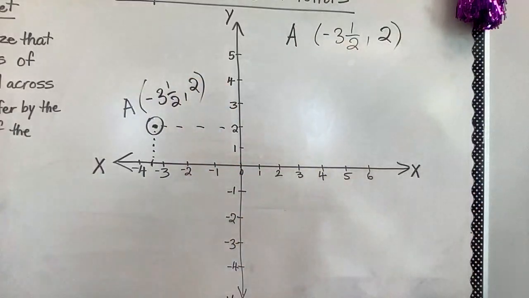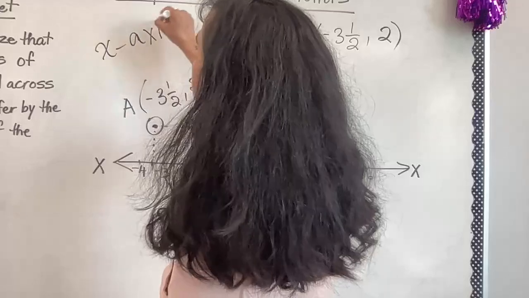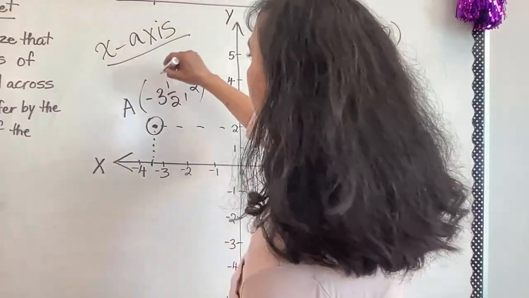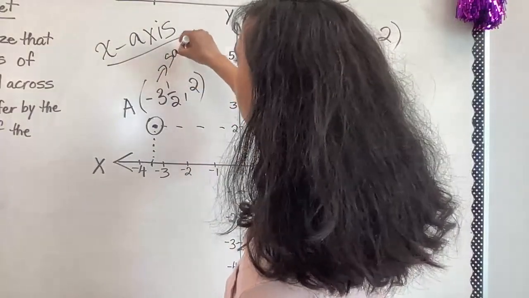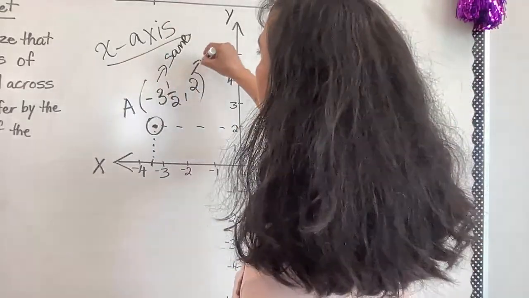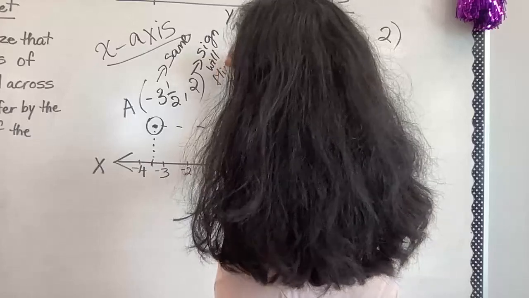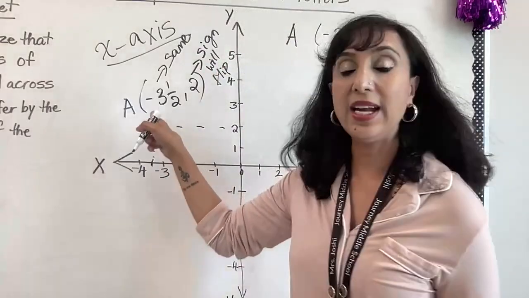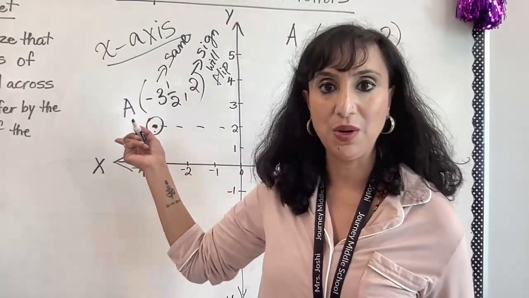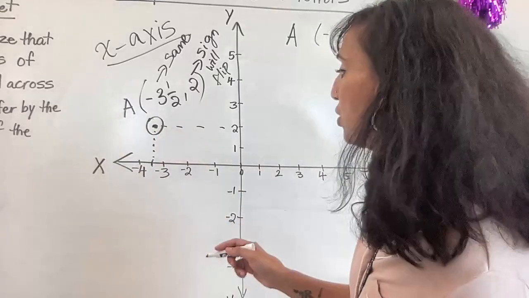Okay, and now when I'm saying that this needs to be reflected on the x-axis, remember what I said? X will stay the same if I'm reflecting on the x-axis, and the y, the sign will flip. Okay, so that means it's going to be -3, 1/2. And the opposite of +2 is -2. So that's what my new ordered pair is going to be.